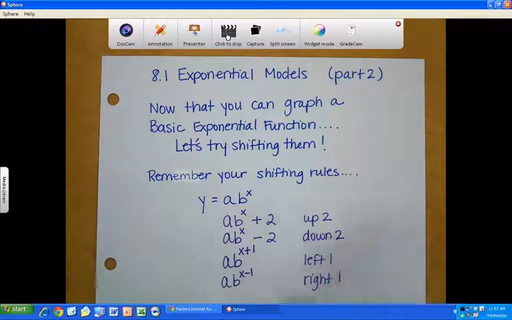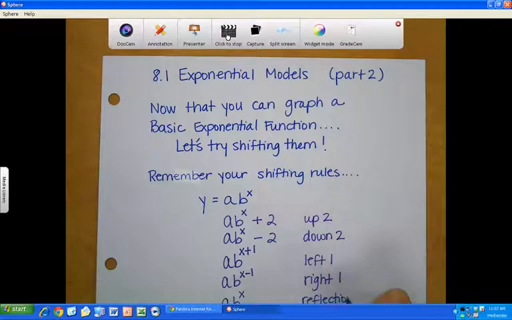So these are all the same. If I have a negative in front, that is a reflection about the x-axis.